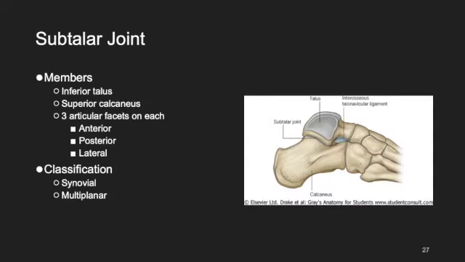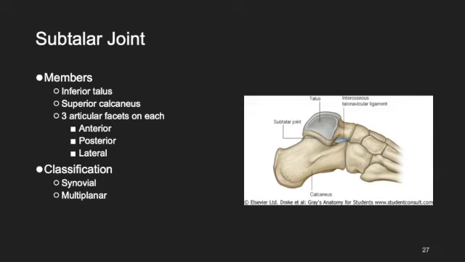Now, you probably have already read in the textbook this concept of a subtalar joint. So what I want you to understand with the subtalar joint is what we're talking about. Obviously, the word sub means under, and the word talar means talus, right? Can't get more simple than that. So understand that what we're looking at here is the articulation between the inferior aspect of the talus and the superior aspect of the calcaneus.